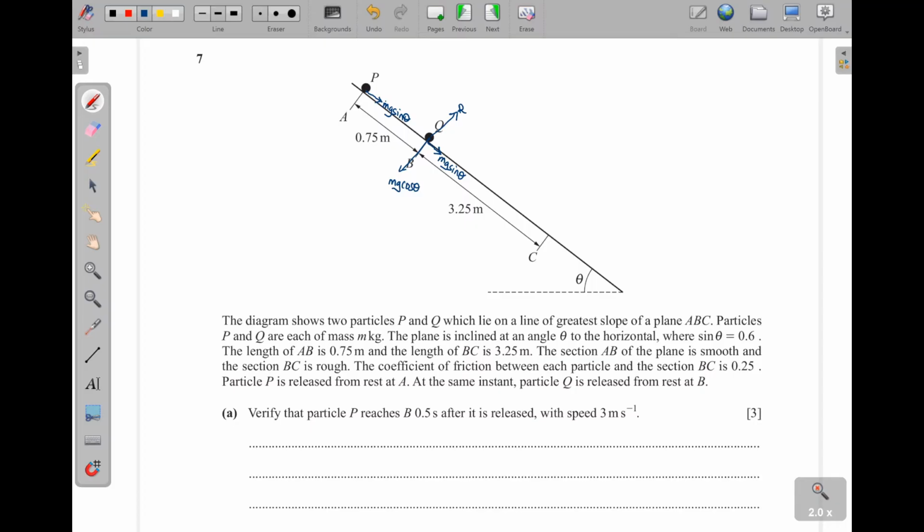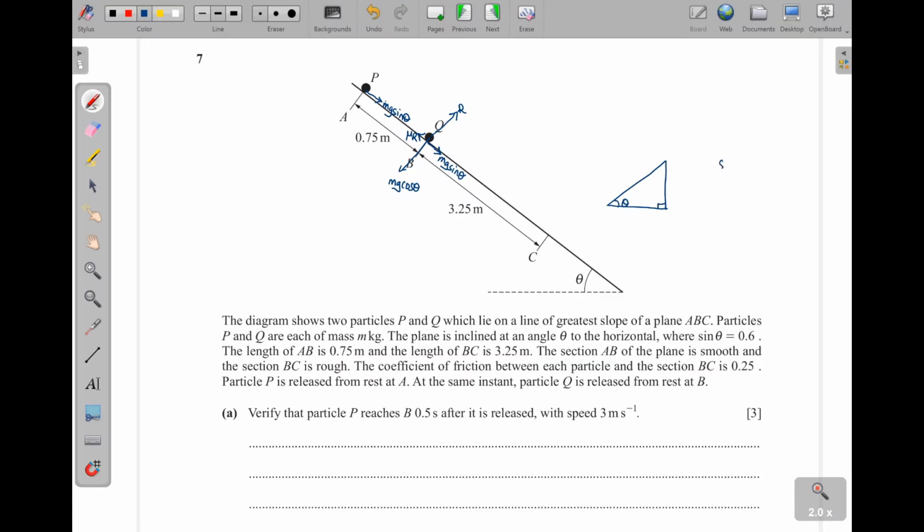Then after that, what else do we need? Since we are having cosine of theta, we shall need it. There is also actually mu R. This is mu R because this one is a rough plane, BC, and the coefficient of friction was given. You see that BC is rough, so there has to be frictional force that acts in the opposite direction to motion.